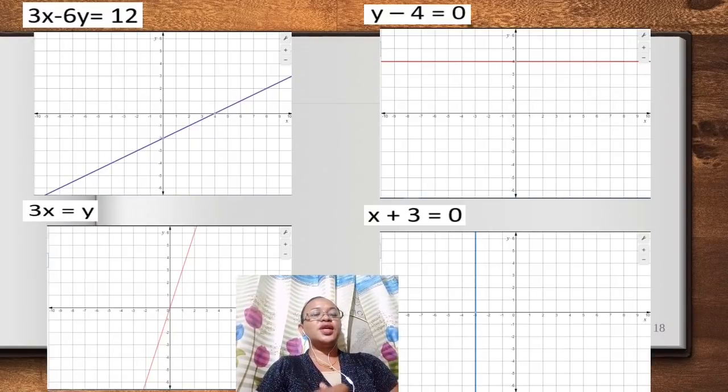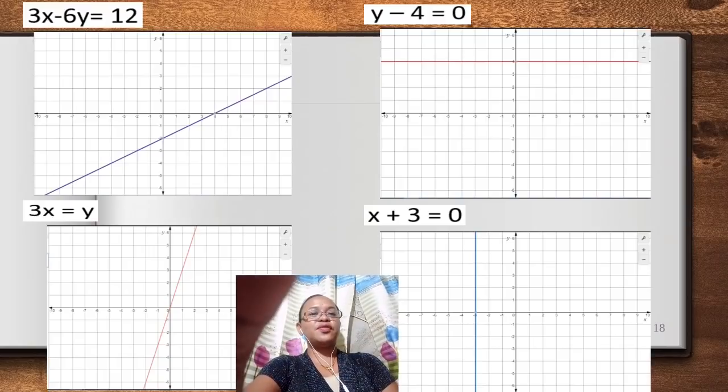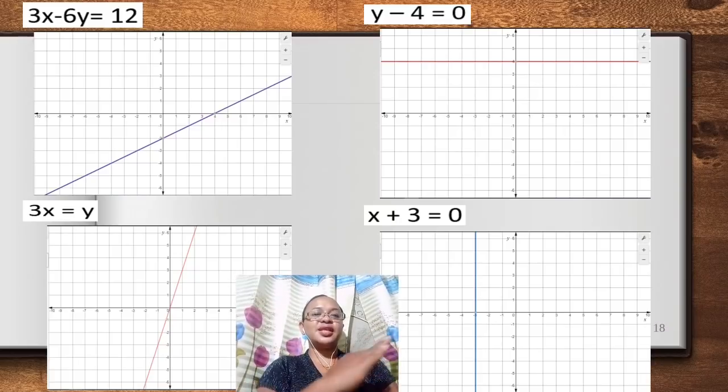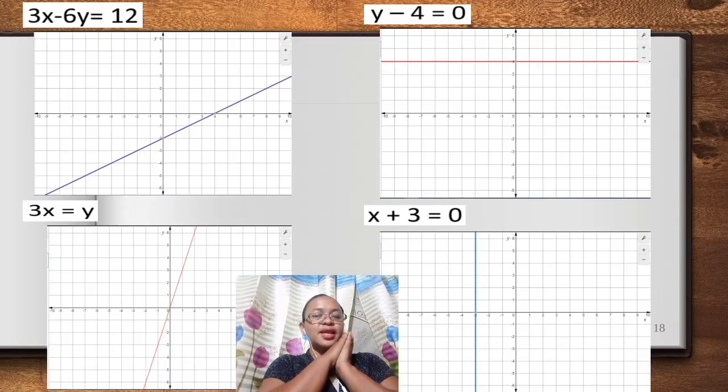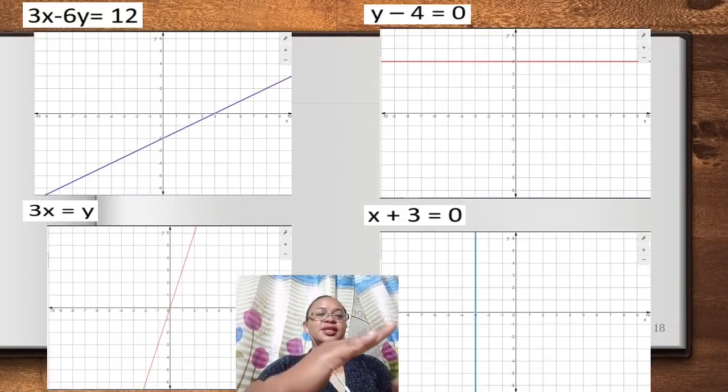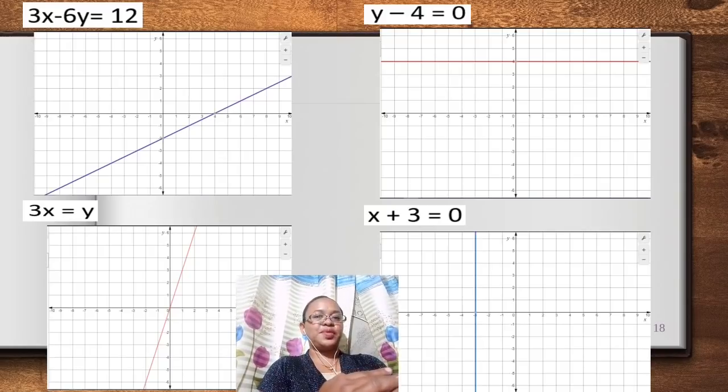As you can see, the first graph, 3x minus 6y equals 12, it slants to the right. So it is not that steep. The line is not that steep. On the second, 3x equals y, the line is very steep.